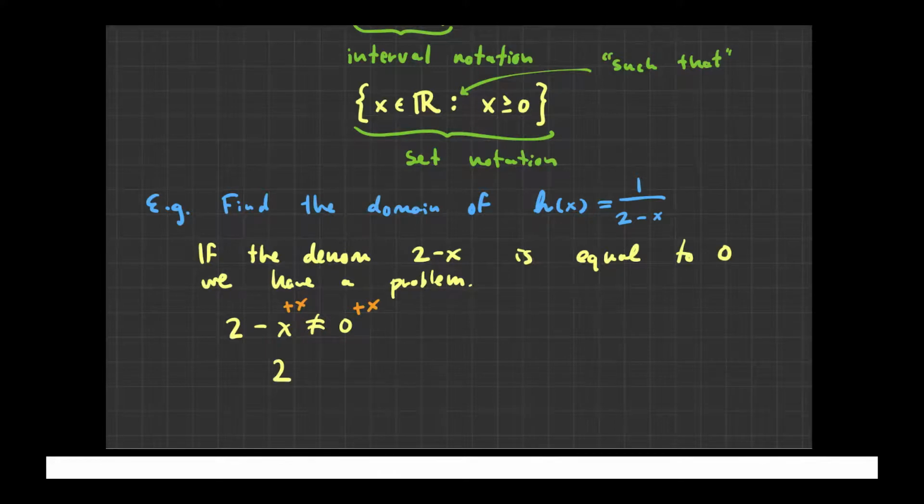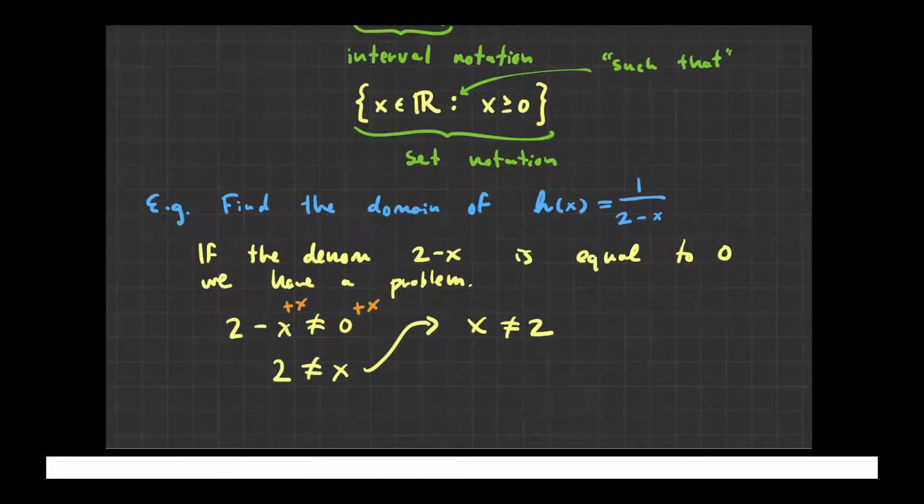And what I get is that 2 is not allowed to be equal to x. Or in other words, x cannot be equal to 2. When x equals 2, we have a problem. And you can see right away, right? If x was equal to 2, then I'd have 1 over 2 minus 2. 2 minus 2 is 0, so I'd have 1 over 0, and that's not allowed. It doesn't make sense to talk about dividing by 0.